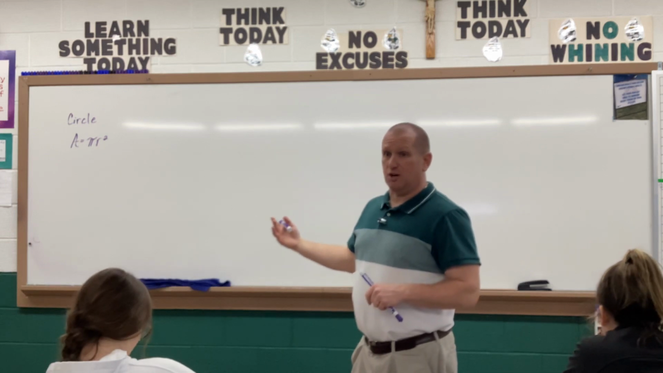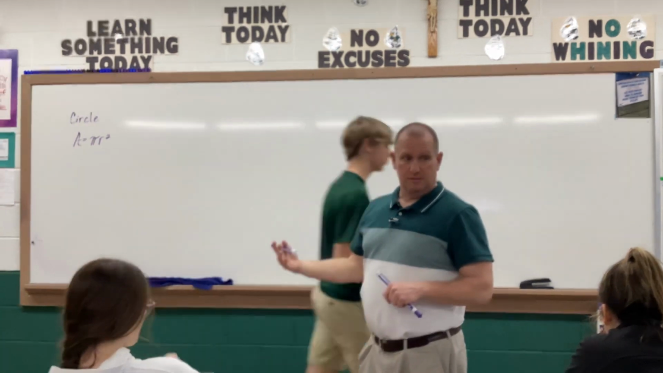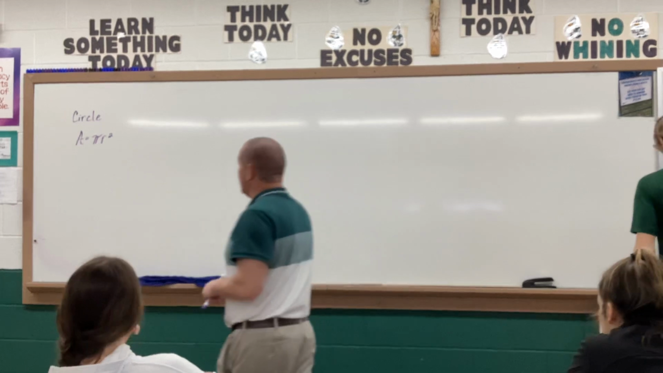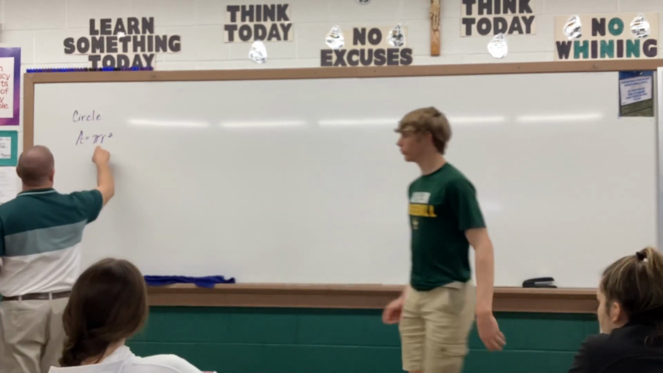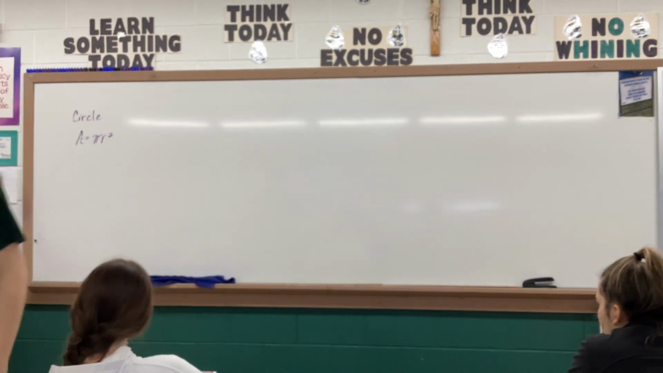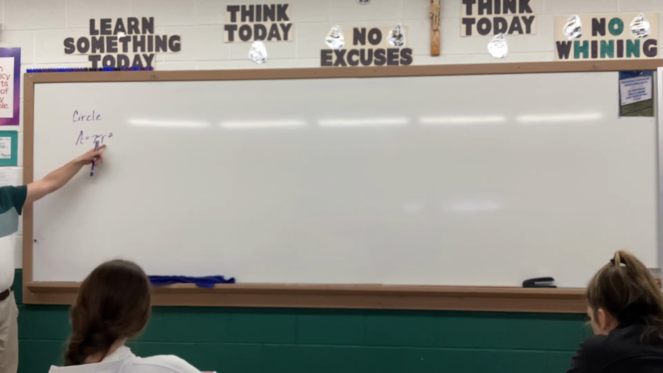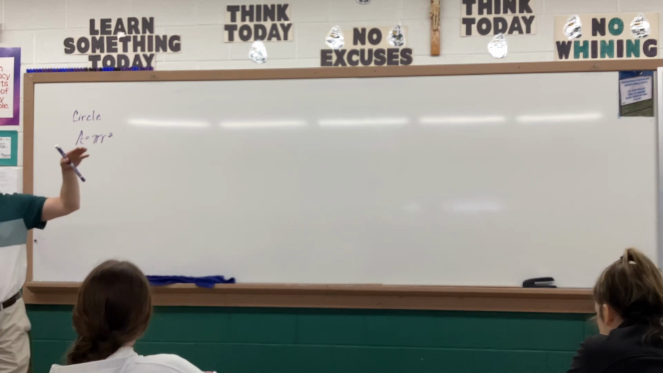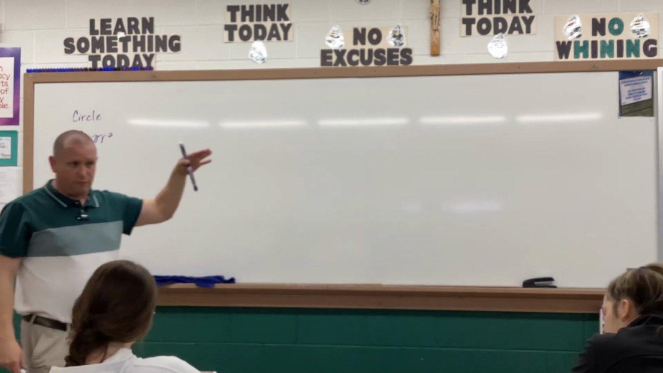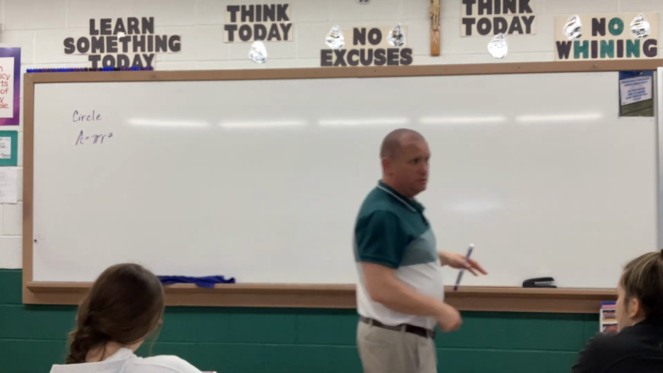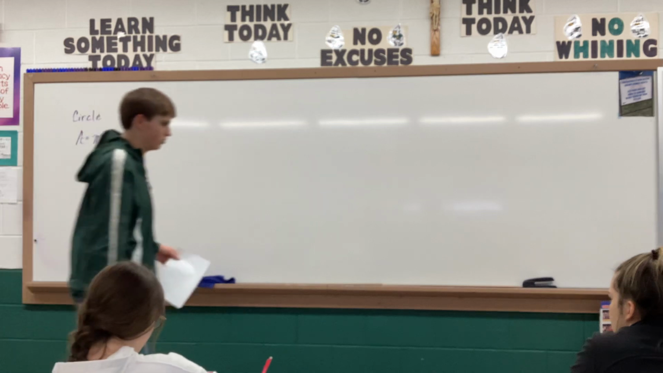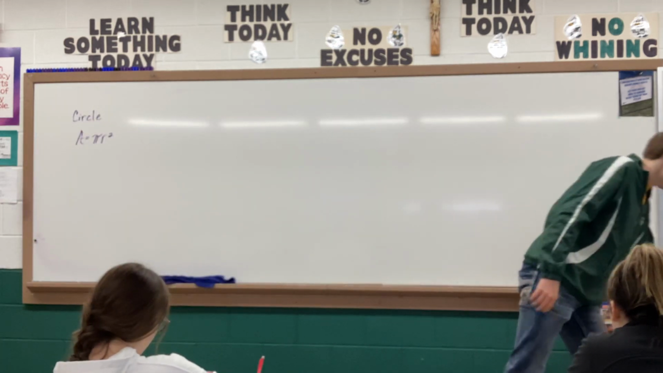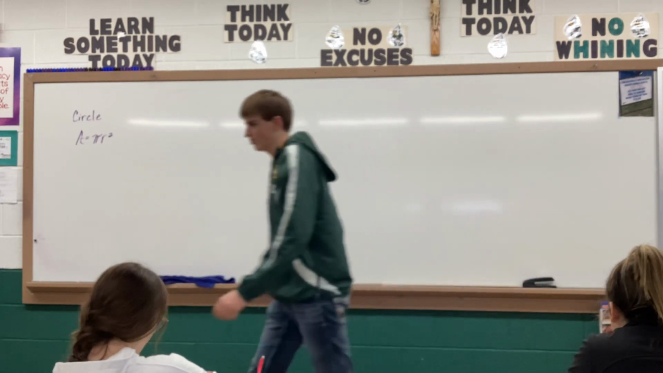Now remember, what does r squared mean? Times itself twice, right? Not times 2, times itself. So r times r and then times pi. And again, you can use pi however you want. If you want to use 3.14, if you want to use the button, we'll do it both ways, okay? So again, really important that you differentiate between the two.